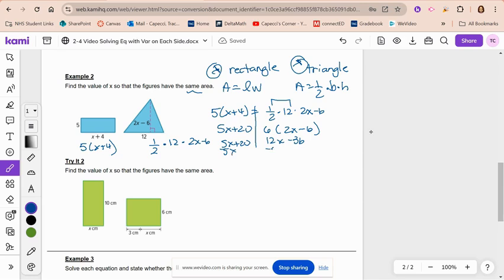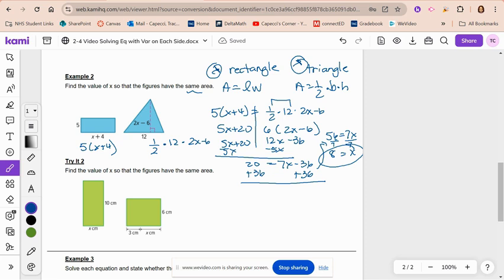Now again, I'm going to bring the variables to one side. Bring the numbers to the other side, or the constants. I'm going to kind of come back up here. So I have 56 is equal to 7x. Divide both sides by 7. So x is equal to 8.